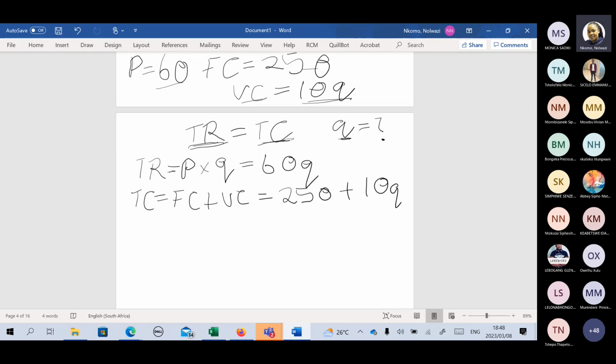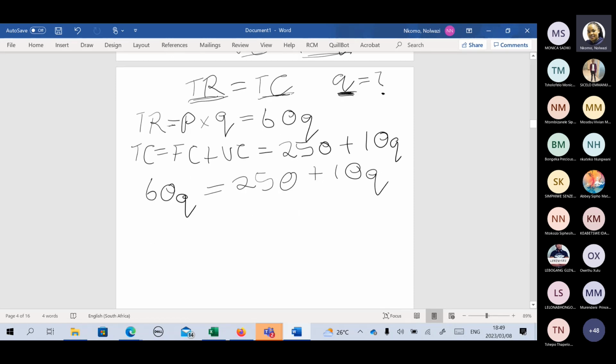And if we do that, we'll have 60Q equals 250 plus 10Q. We are asked to find the quantity, which is Q, meaning we have to make Q the subject of the formula, right? And if we do that, that means we have to transpose this 10Q to the other side with the 60Q, meaning we have to drop the terms with Q on one side, and then we have the numbers on the other side. Okay, so let's do that.